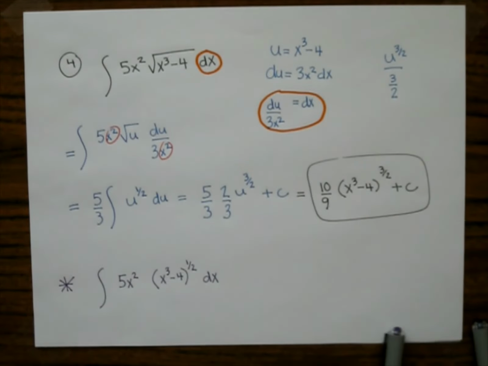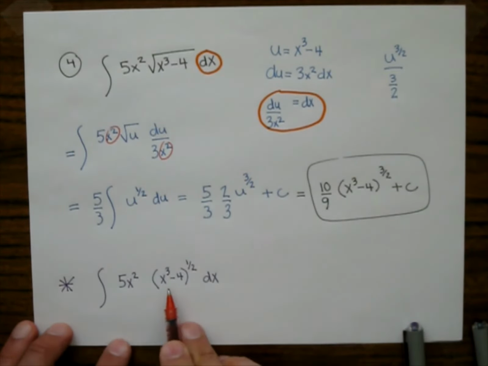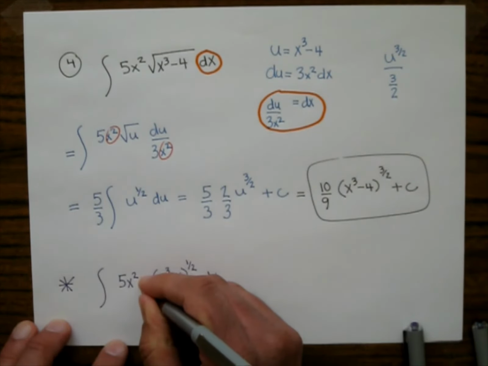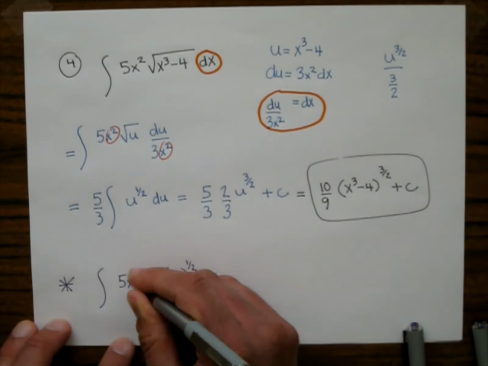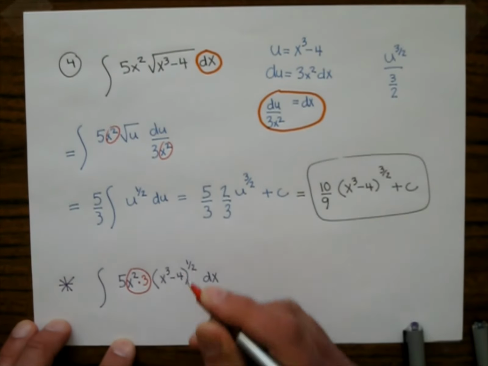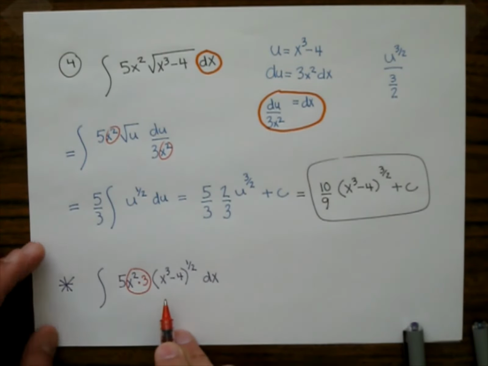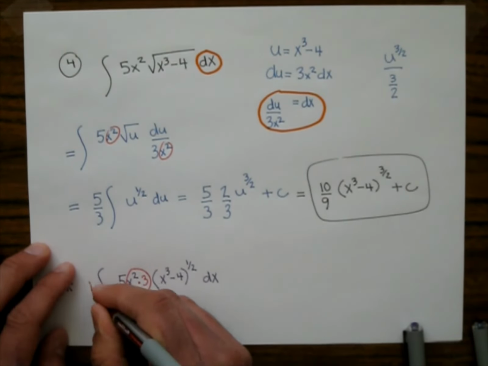Okay, the purple way says take the derivative of this inside part. That's what I'm going to let u equal. So the derivative is 3x squared. And look what I have. I have a 5x squared. So I really want that right there. But now I've just messed everything up. I have to balance the books. So I'll put a 1/3 out front.